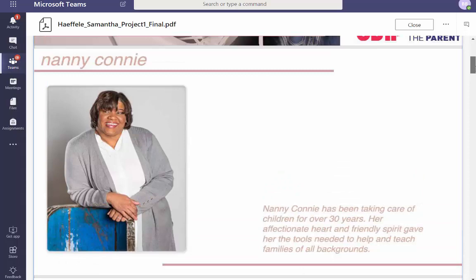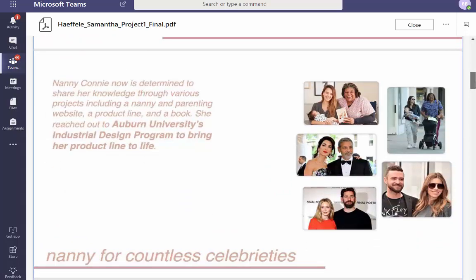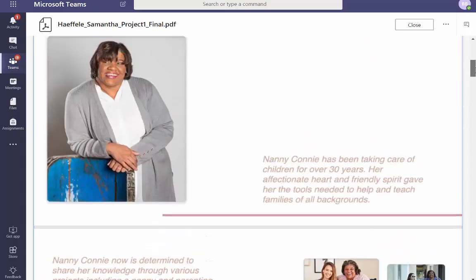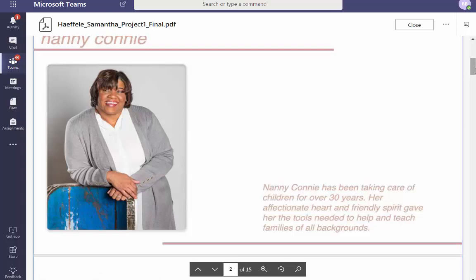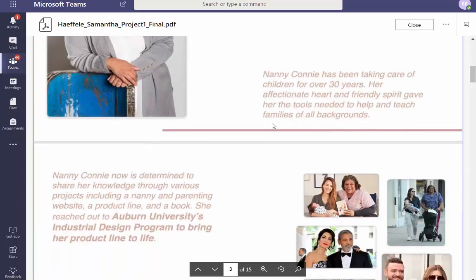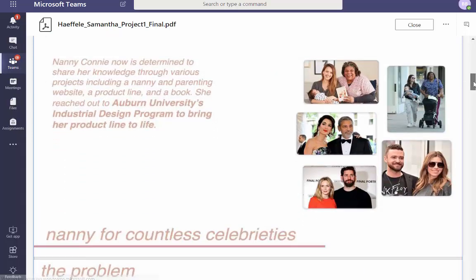Oh, okay. Here's the problem. This is supposed to be a spread connected with this. And additionally, there seems to be a lot of white space and a bunch of paragraphs. I'm not going to read paragraphs. All I read is Nanny Connie, 30 years, university ID program, product line to life. That totally leaves out the why. Why is she getting into the industry? Why does she have credibility?